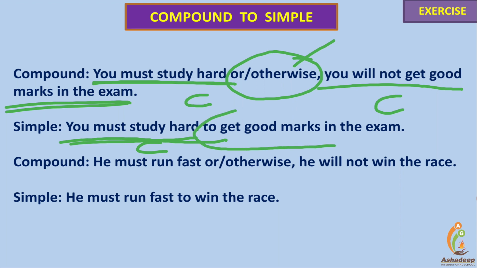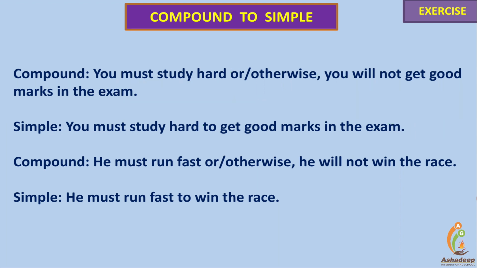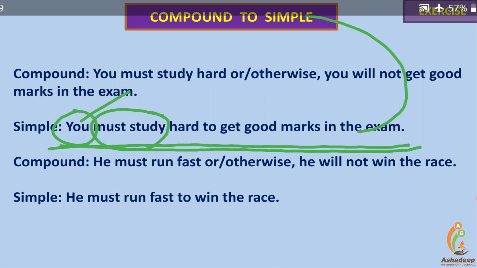Here, it is converted into a phrase. The subject "you" has been removed, the finite verb "will not get" has been removed and it has been converted into an infinitive, "to get". It's not a finite verb. To get good marks in the exam. So overall it's a phrase, and the whole sentence has only one subject, "you", and only one finite verb, "must study". And that's why the whole sentence is called a simple sentence.